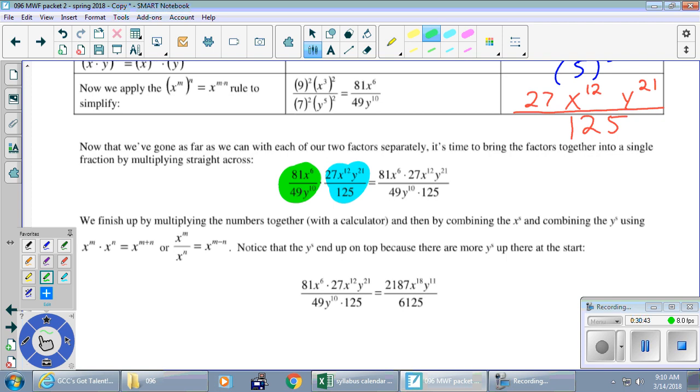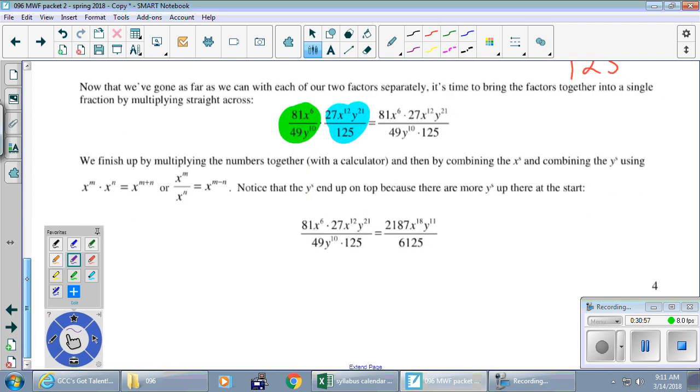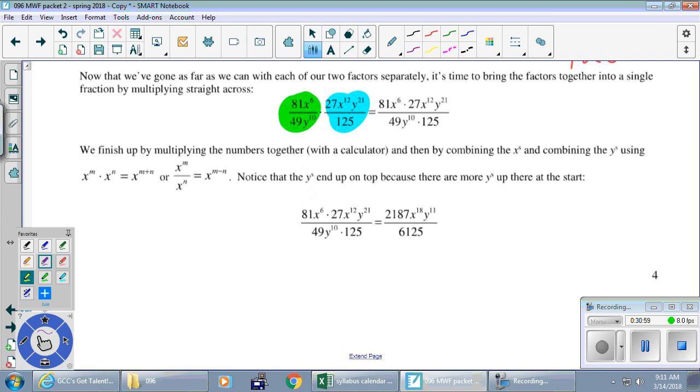And so that's written out over here. No work has been done. It's just been copied into a single fraction, literally 81, x to the 6, 27, x to the 12, just copied in order. All right. And now that we have a single fraction, we're ready to finally smush these two things together and simplify in our final step.